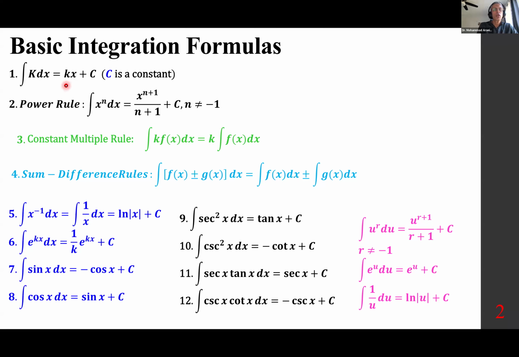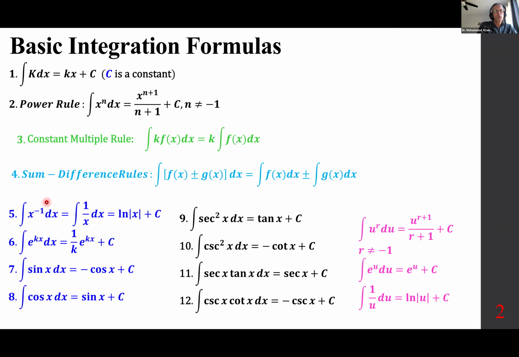A constant gives you kx plus c. Power rule gives you 1 over n plus 1 x to the power of n plus 1. If you have a constant multiple, you can keep it inside or outside. The integral sign makes no difference. The same thing with the sum and difference. You do them term by term.